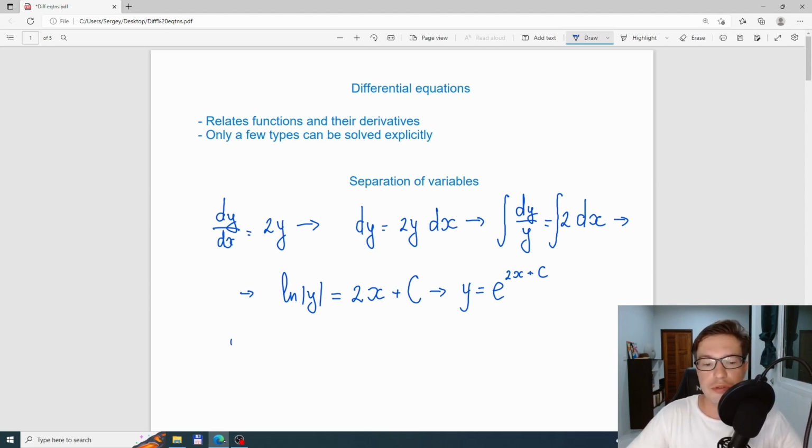If we use laws of indices, we could just write it as e to the power of 2x times e to the power of c. Now, e to the power of c is just a number, right? It's not a variable. So we can just call it a different letter. Let's call it a, for example. And our solution will be y equals a times e to the power of 2x.